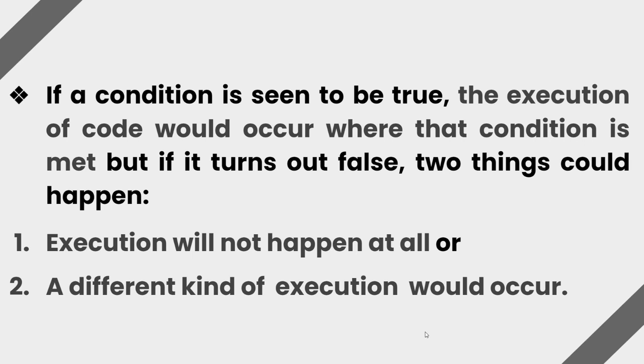But there is also another situation where a different kind of execution would occur. So this means that if the condition was false, either nothing would happen at all or a different kind of execution of code would occur. This execution of code is going to be very different from the one that would occur if it was true. So you can either have it this way or the other way. But just know that once the condition is not met, it always takes either of these two actions.